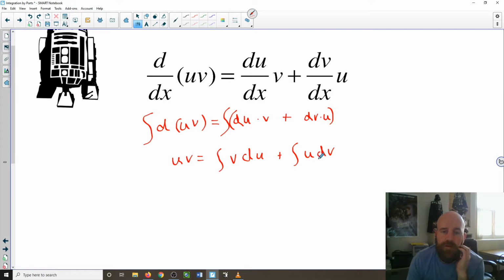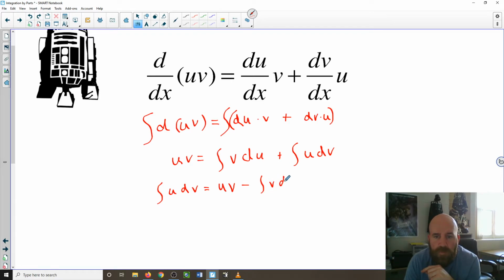All right, so now if we rearrange this and we subtract the integral of v du to the other side, we end up with this formula here. So the integral of u dv equals uv minus the integral of v du. So this right here, this is what we end up with. We have the integration by parts formula that we're going to use.